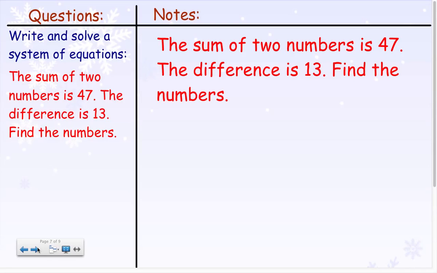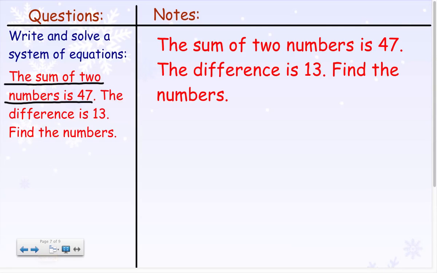All right, now we've got a word problem. The sum of two numbers is 47. The difference is 13. Find the numbers. Now I'm going to tell you a couple tricks here. This word problem has 3 sentences. Since we've been dealing with systems of equations, we know we're going to need 2 equations. The first sentence is going to give us that first equation. So let's see what we can pick out of that first equation.